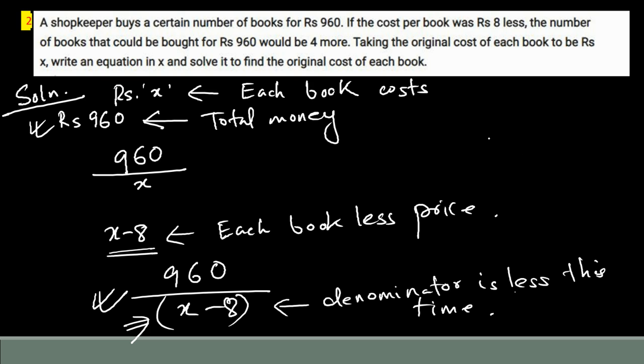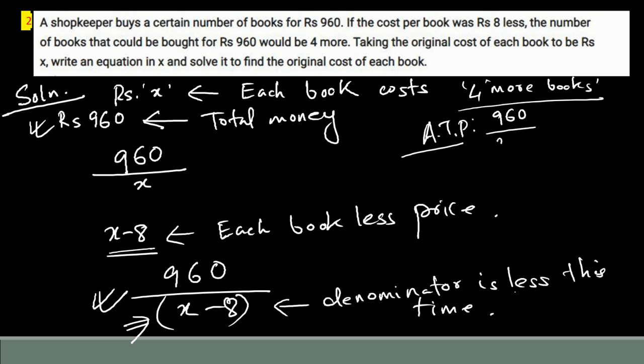Okay. So how many more can he buy? He can buy four more books. It's given that he can buy four more books this time. So basically, let's form it in an equation. According to the problem, you can write 960 divided by x minus 8 minus 960 divided by x equals 4. So basically, this is the equation. Now this is a quadratic equation, and you need to convert it into the form ax square plus bx plus c. From there you need to solve the quadratic equation to find the roots of that equation. Basically, what is the cost of each book.